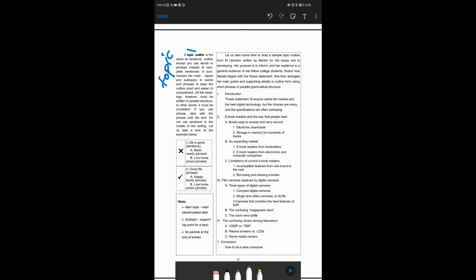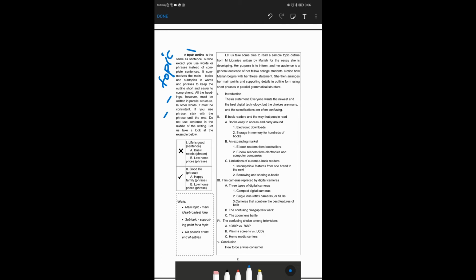Kasi kapag gumamit ka ng sentence outline, as in kompletong sentences, buong mga sentences yung ilalagay mo. Pero kapag topic outline, you only use words, keywords, or phrases mo lang. Okay? Hindi siya complete sentences. It makes your outline a little shorter and easier to comprehend. Mas madali siyang magets kasi nga keywords lang yung nakasulat. Ako, when I make outlines, I always use the topic outline because it's really easy to do compared to the sentence outline. But later I'll tell you what is the perk or the advantage of using the sentence outline.